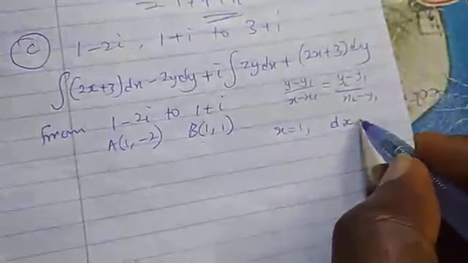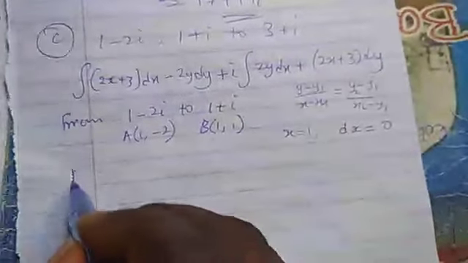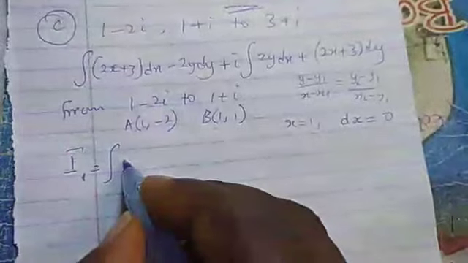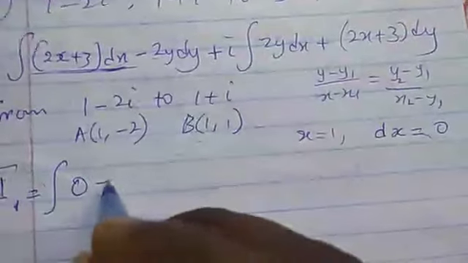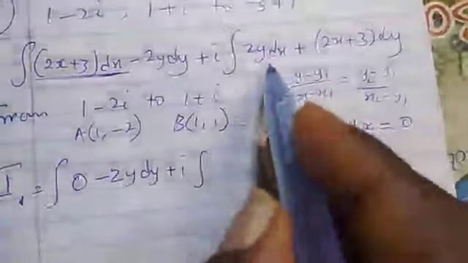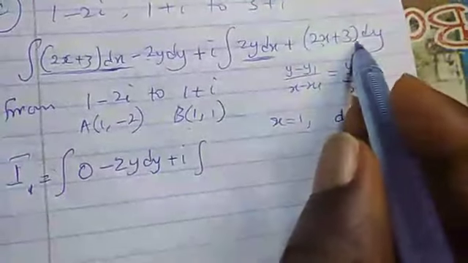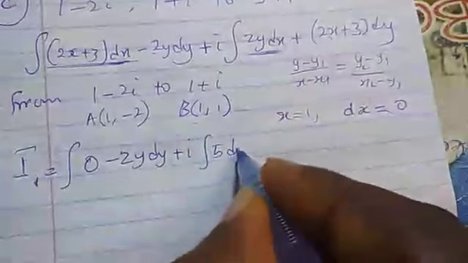If x is equal to 1, then dx will be equal to 0 if you differentiate. Now let's substitute whatever we get here. x is equal to 1. Then I1, which is the integration, will become 2x dx. x is 1, so it will nullify; in fact, there's dx here, it will nullify the whole thing. dx is 0. It remains minus 2y dy there, plus i into, here 2 is 0. What we have left is 2x, and our x is 1. So 2 times 1 is 2, plus 3. This is 5 dy.